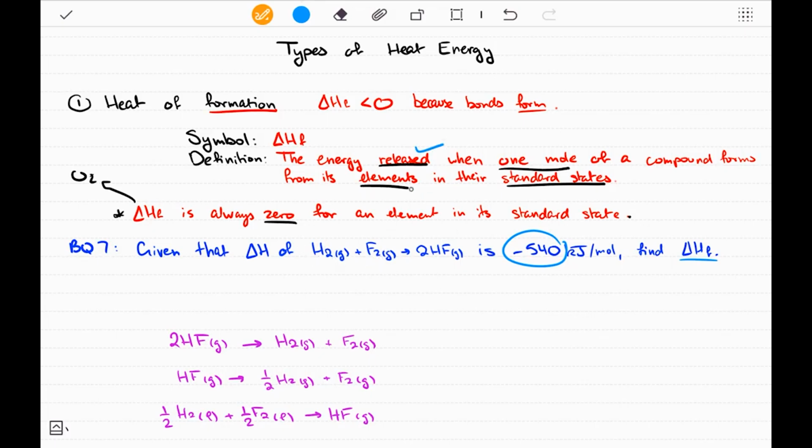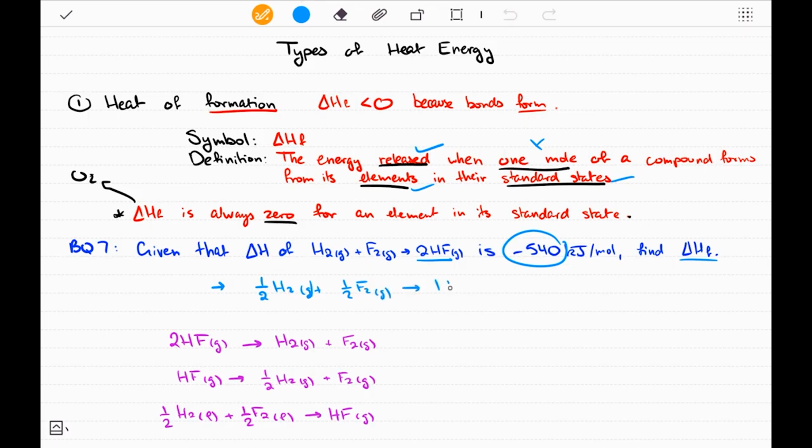However, we don't have 1 mole forming. We have 2 moles of hydrogen fluoride forming. And this is a condition that is not met. And that's what we have to fix in order to find the heat of formation. So to fix this, all we need is to just change this equation so that only 1 mole of hydrogen fluoride forms. So to do that, I'm just going to divide across by 2, where we get half hydrogen gas plus half a mole of fluorine gas. It gives us 1 mole of hydrogen fluoride.